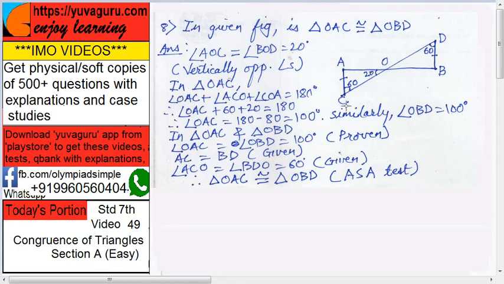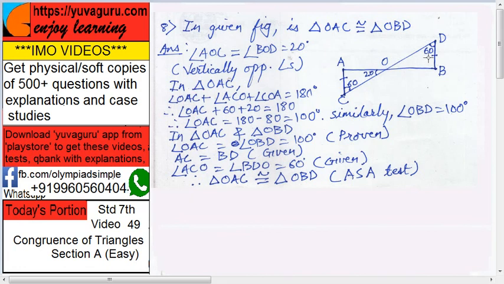AC equals BD is given. Where is it given? It's given in the figure. It's marked the same, so it is given. It need not be stated in the question. Then ACO equals BDO equals 60.